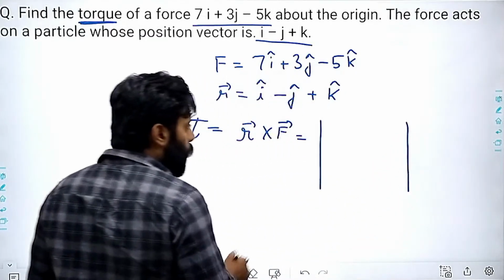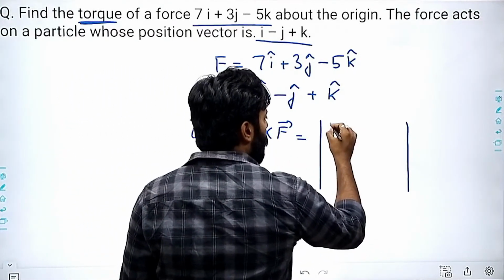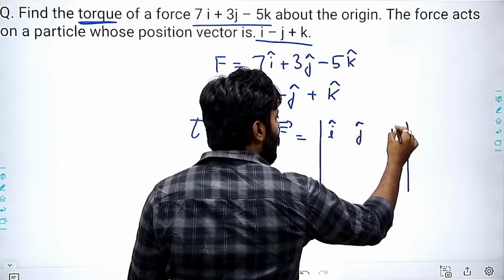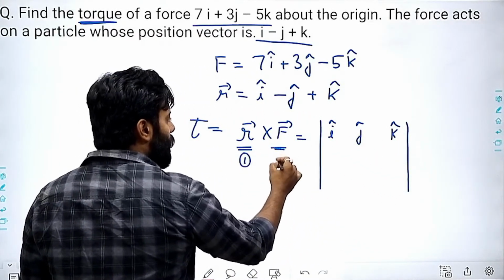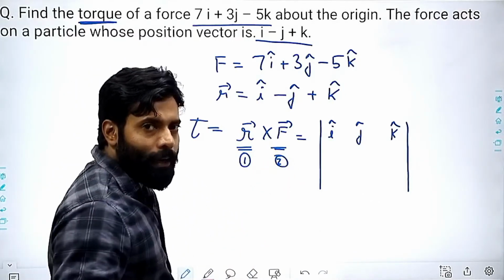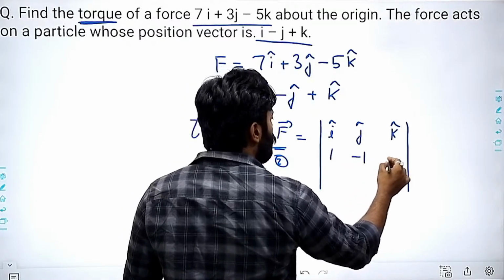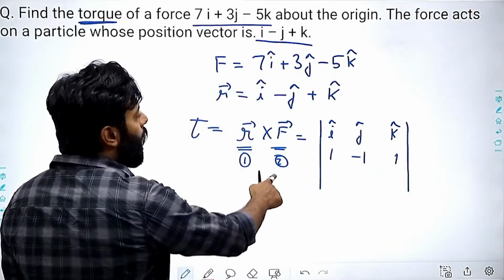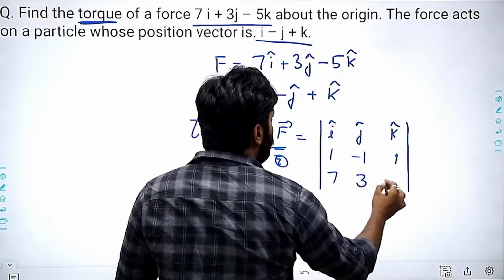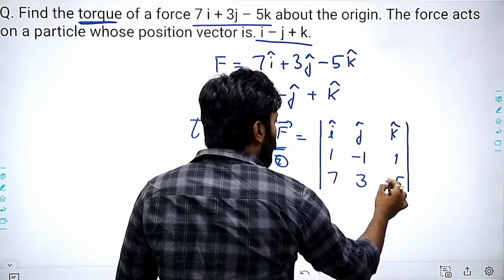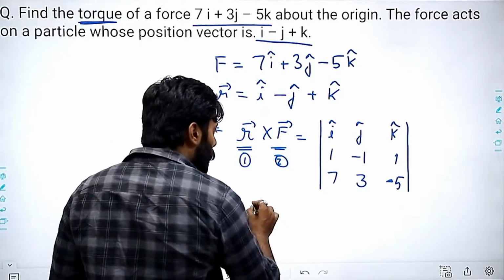So I have to write these in vector form. I can write this as i, j, k. The first quantity we have is r, so I have to place all the values of r in this determinant. So that will be 1, minus 1, 1. Next I have f, so I'll substitute the value of f: 7, 3 and minus 5. Now I have to open this. You can do it on your own.